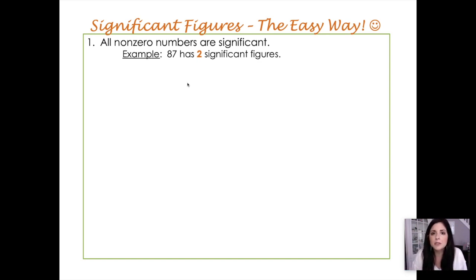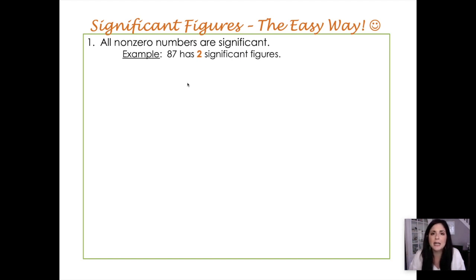is 87 miles. It's an approximation. It's about that much. It's not that exact. That number has two significant figures. Both of those are pretty certain. We could say it's about 87 miles away, but we don't know those other digits after that. So that would have two significant figures.